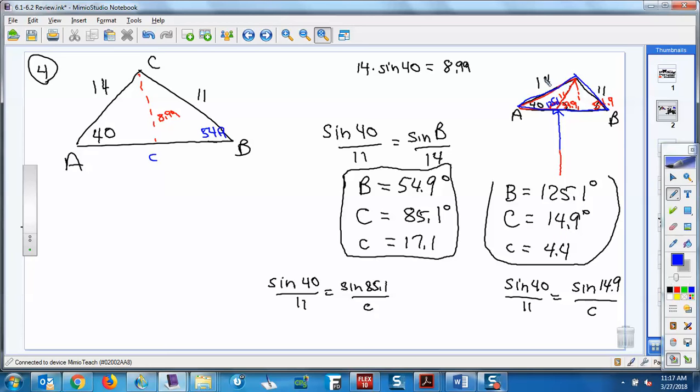So in the red one here, I did sine of 40 over 11. That 11 right there, sine of 40 over 11. And then this angle was 14.9 up here, this little one. So sine of 14.9 over C. I got 4.4. On this one, I did sine of 85.1, this is the 85.1 up here, over C. I had 17.1. Okay, so that's how we do the two triangles. All right, take that first angle you get, subtract from 180, and then find the rest from there.